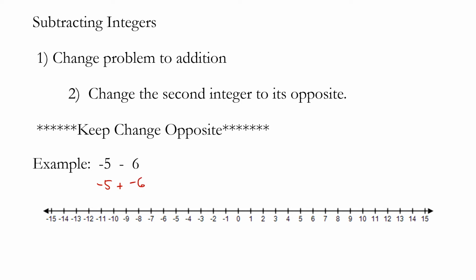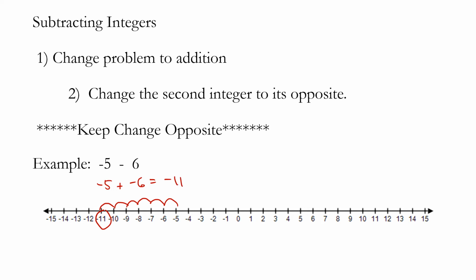So keep, change, opposite. I start on -5 now. I'm doing the same steps I did for addition, and I'm going 6 in the negative direction. 1, 2, 3, 4, 5, 6. And I get to -11.